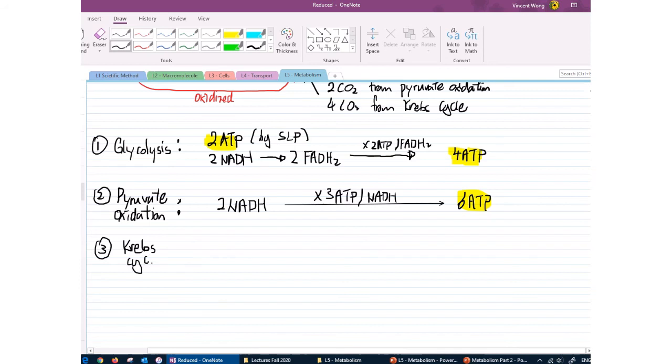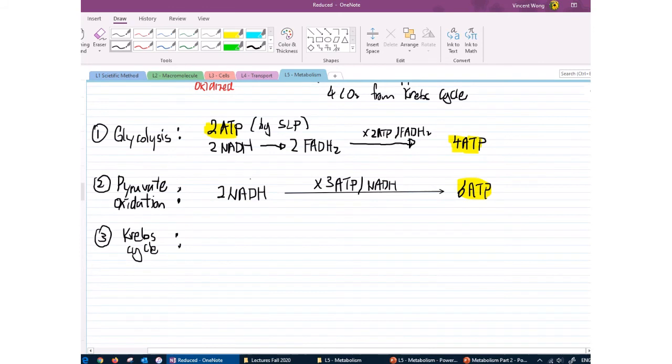And you can actually pause the video and try to do this part yourself. Okay, go back to the slide about Krebs cycle and try to account for the remaining ATP as well as energy carrier, and then you can resume the video to see if you're correct. Seriously, try to pause the video and do it yourself.